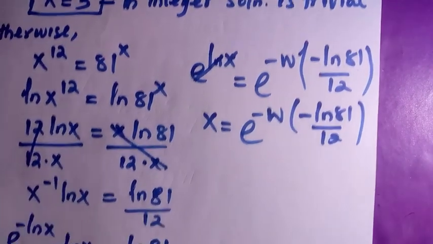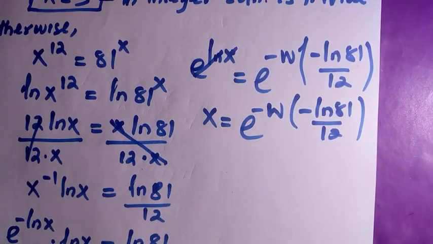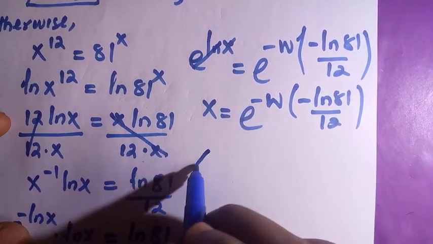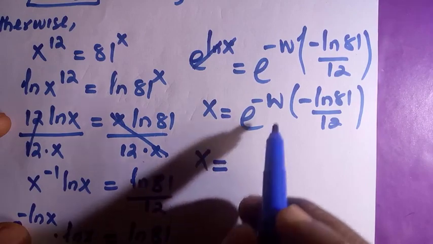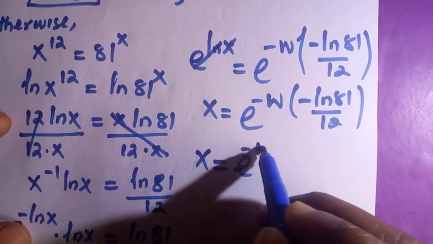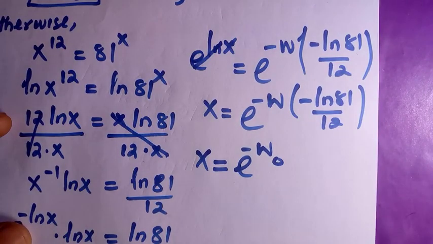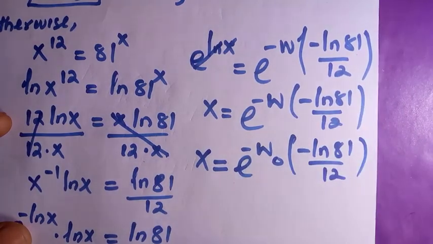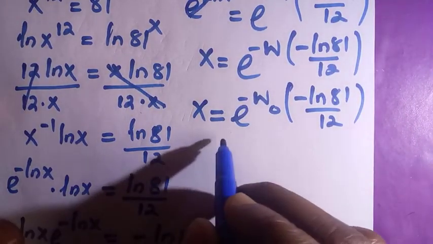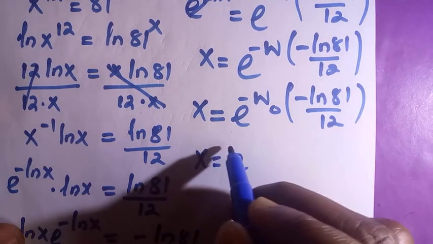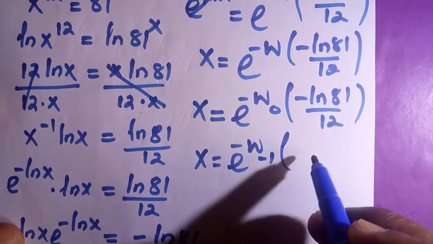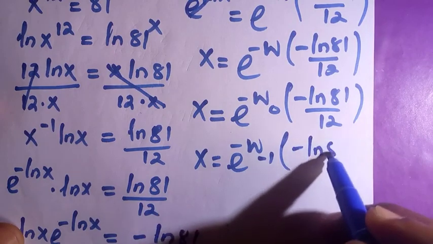So this is not the final solution, because there are two possible values for this: at omega negative 1 and omega 0. So by writing this, for the 0 branch, x equals exponential of negative omega at 0, bracket negative ln 81 divided by 12. And at omega equals negative 1, we're going to have x equals exponential of minus omega at negative 1, brackets negative ln 81, divided by 12.